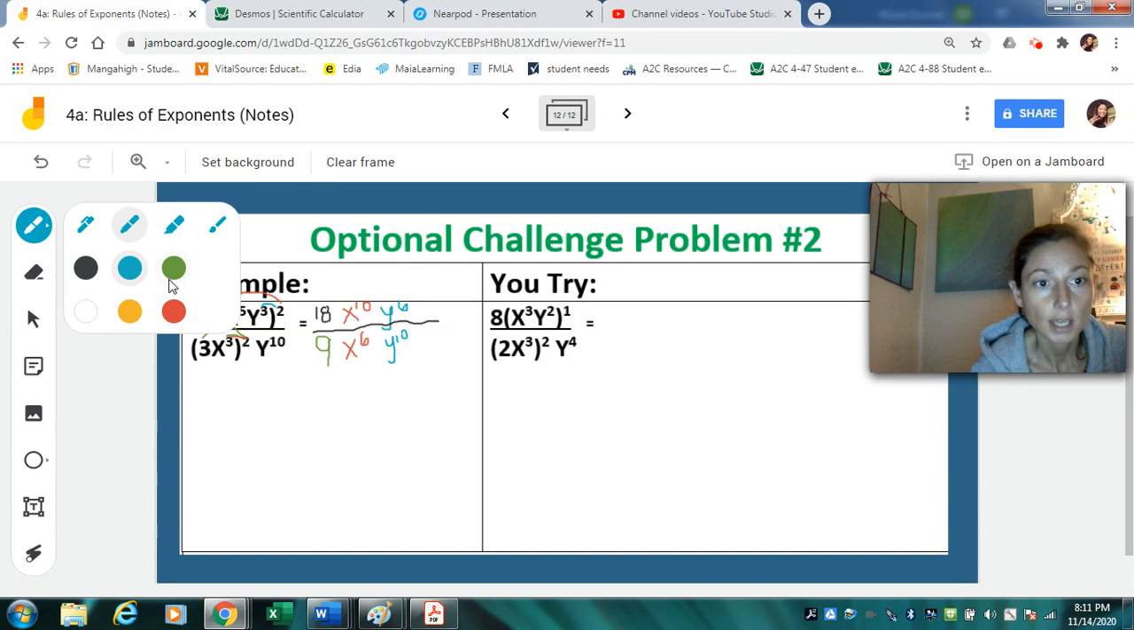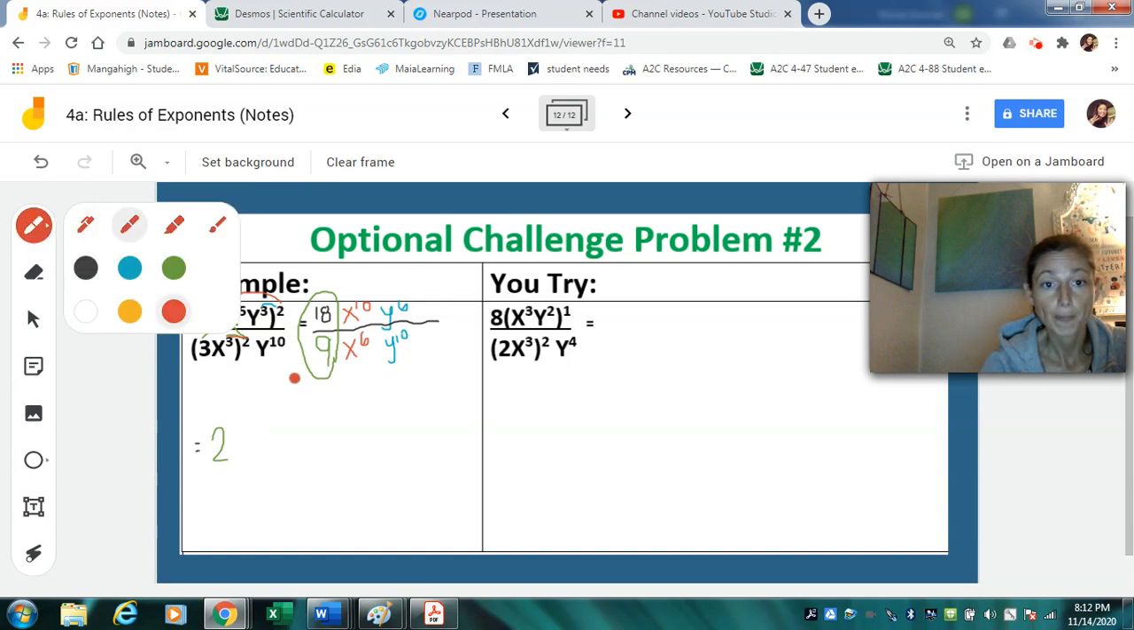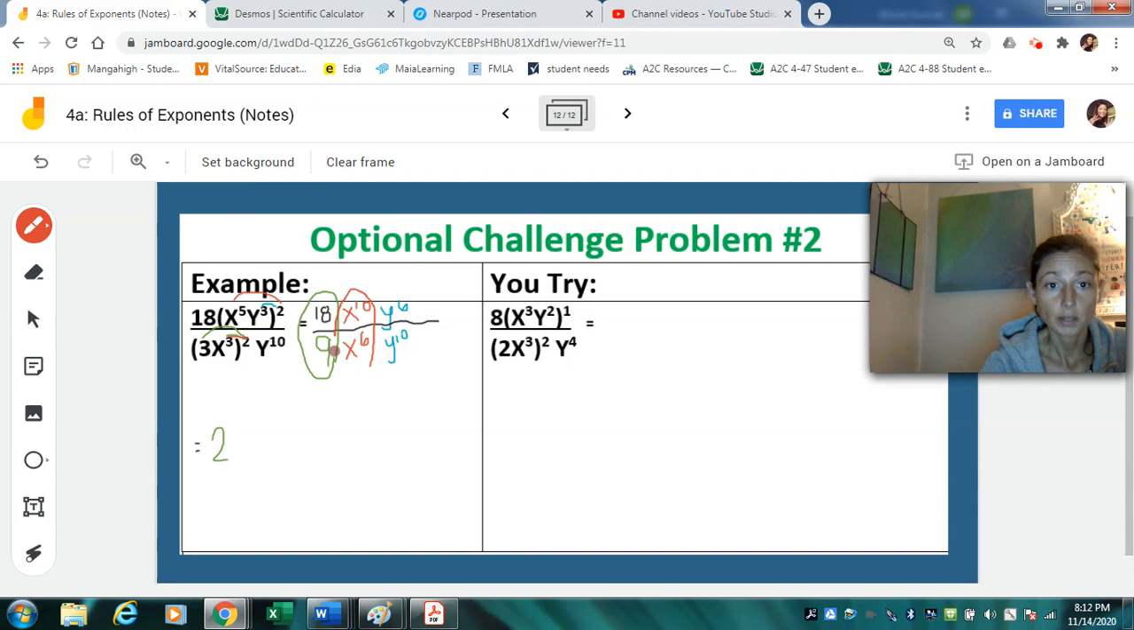So first I'm going to take the numbers here. 18 divided by 9 is 2. Now I'm taking the x's. X to the 10th divided by x to the 6th. What we know from the quotient rule is that we can subtract those exponents. 10 minus 6 is 4. And so here, that would become x to the 4th.